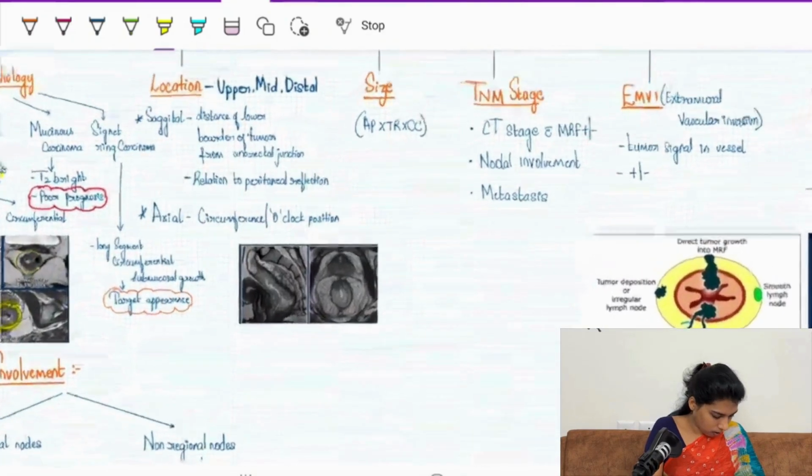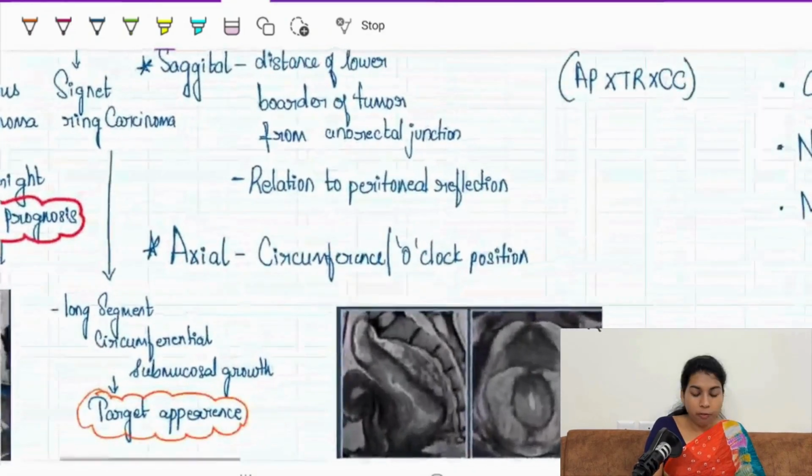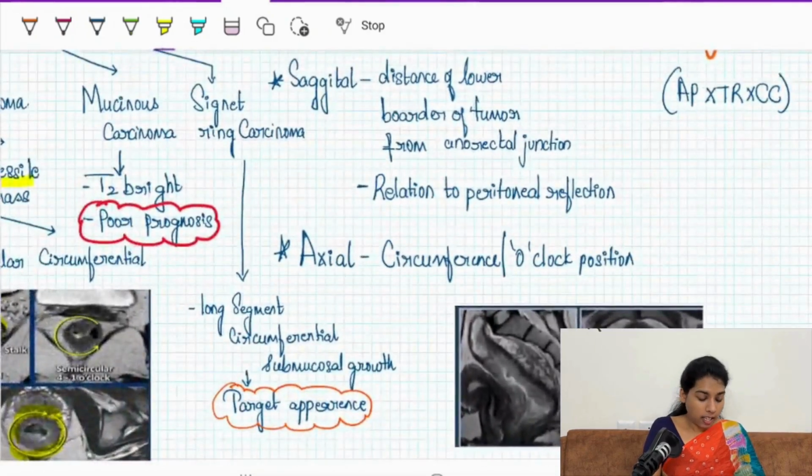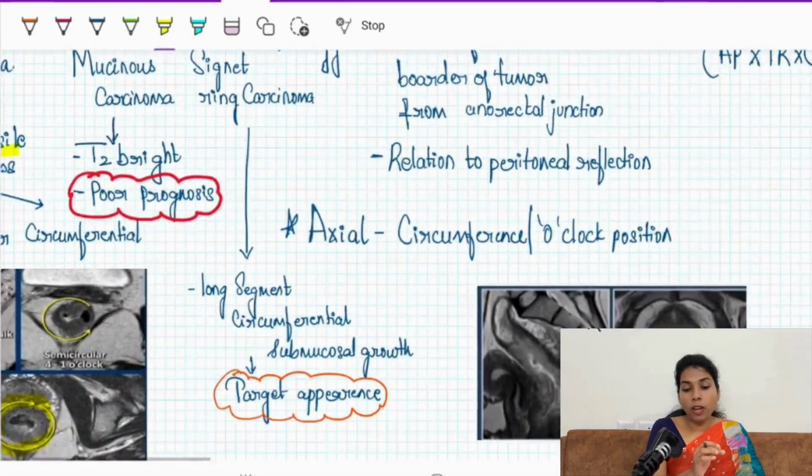Okay. We'll move forward to the signet ring carcinoma. Signet ring carcinoma will also have a long segment circumferential involvement. What is specific for a signet ring carcinoma is that signet ring carcinoma does not involve the mucosa. What do I mean to tell by this? I already told you that we can't differentiate if it's a submucosa or muscularis propria properly on a MRI.